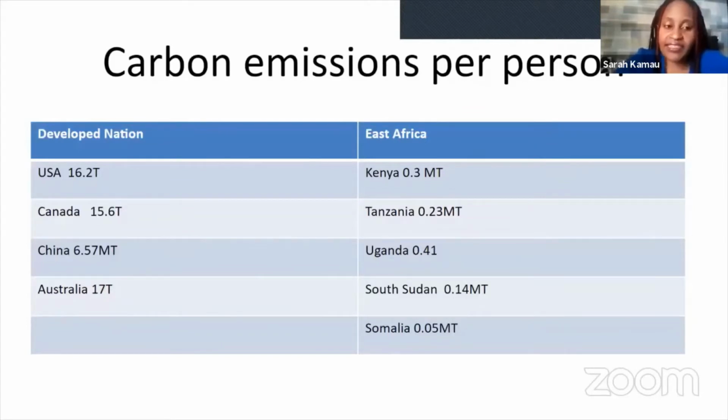As my colleague Lynn mentioned, look at carbon dioxide emission per person, per country. If you look at the slide, you can see that in developed nations, a person produces 15.6 metric tons, while somebody in Kenya could be producing 0.3 metric tons. That means an average Canadian is producing 50 times more carbon dioxide emission than somebody based in Kenya.